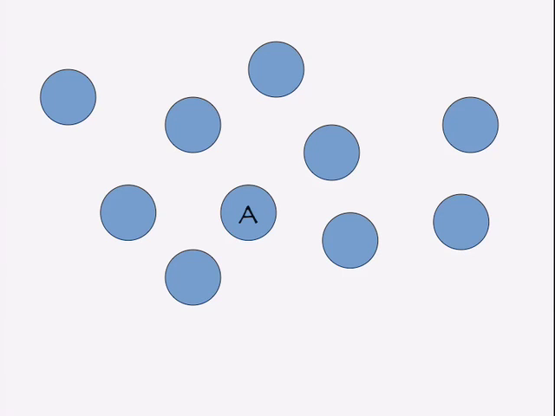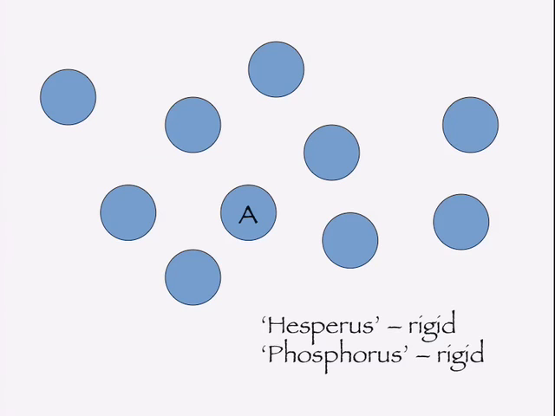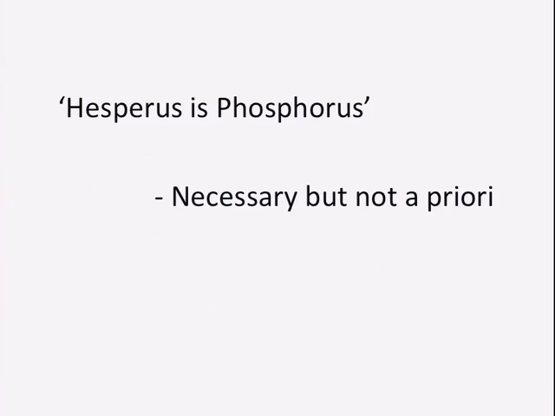Okay, if they're both rigid, Hesperus and Phosphorus, then if it's true that Hesperus is Phosphorus, then it's necessary. There are still things that are puzzling here, but it seems to be a definite result that it's necessary, but not a priori. So it's very tempting to put the two together and say it's natural to think, well, necessary just means the same thing as a priori, but they don't mean the same thing.